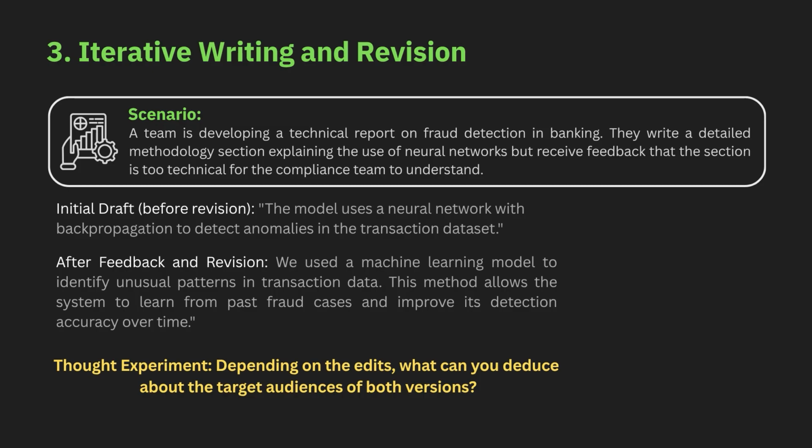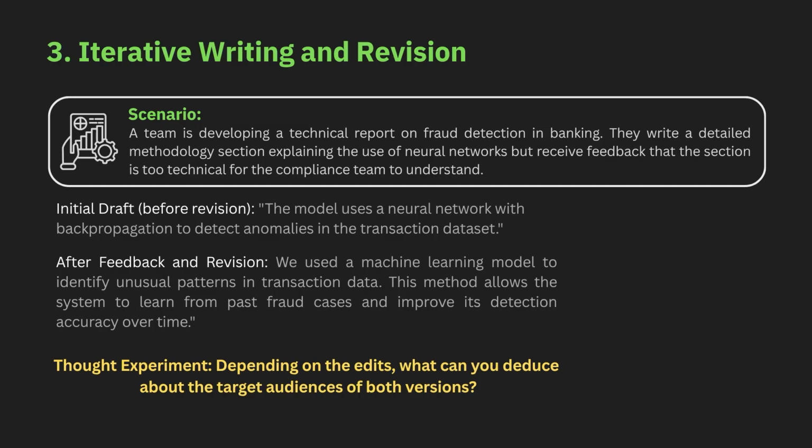You have explained the use of neural networks and how they function. But neither is the compliance team interested in it, nor are they competent to understand it. This is what would happen. The initial draft before the revision would read something like this. The model uses a neural network with back propagation to detect anomalies in the transaction dataset. You see the jargon heaviness, right? The non technical members would either be confused, baffled, or averted from this kind of language.